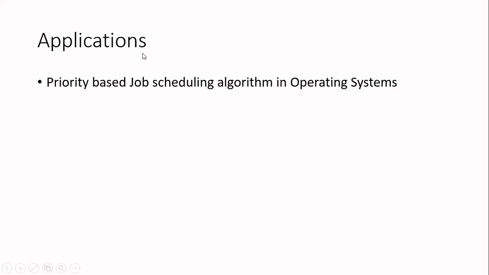Now, let us see where we are going to use this priority queue. They are mainly used in case of job scheduling algorithms in operating system. When you have one CPU in your computer, but you have more than one task, which task are you going to assign to the computer? For that only, we are going to have scheduling algorithms.